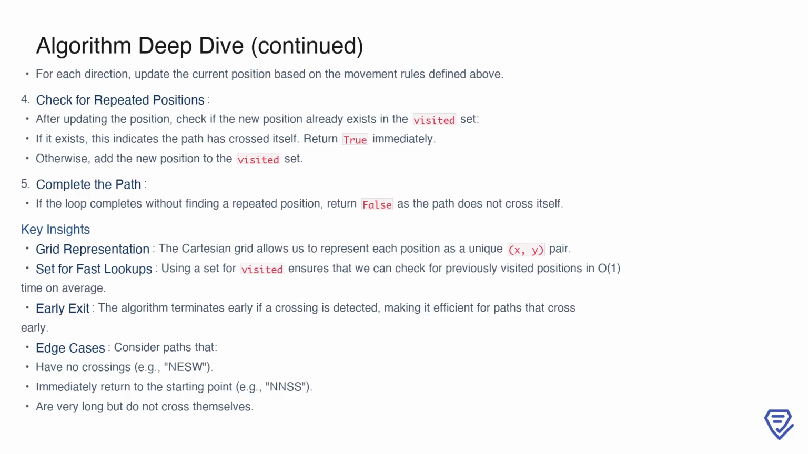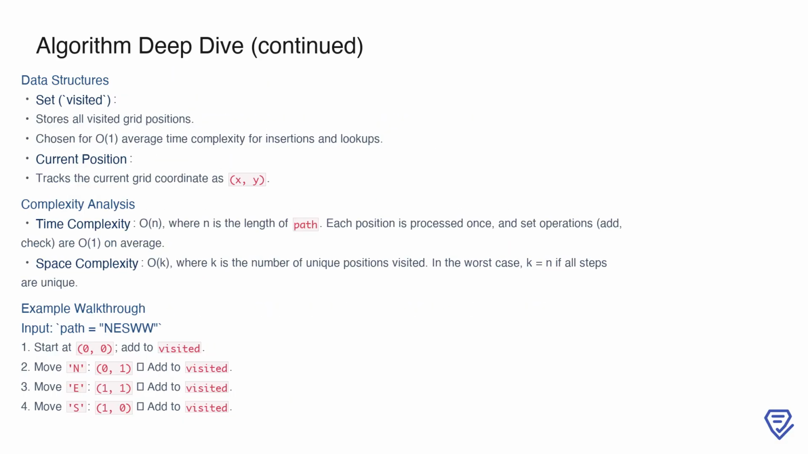Key insights here include the use of a Cartesian grid to represent each position as a unique (x, y) pair, and the efficiency of the set data structure, which allows us to check for previously visited positions in constant time on average. This algorithm is particularly efficient because it terminates early if a crossing is detected, and it handles various edge cases, such as paths that never cross, paths that return to the starting point, or even very long paths without crossings. The algorithm relies on two main data structures, a set and a variable to track the current position. The visited set stores all the grid positions encountered during the traversal, and it is chosen specifically for its average O(1) time complexity for both insertions and lookups.